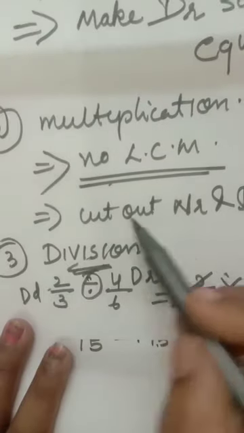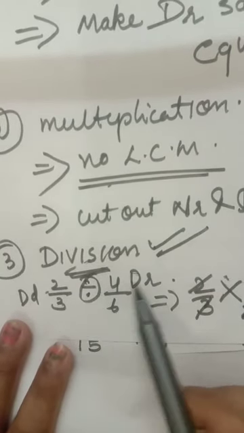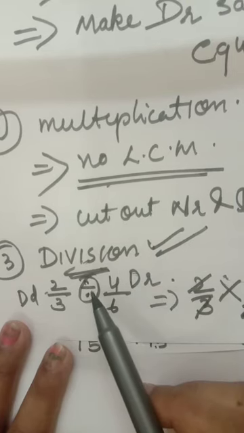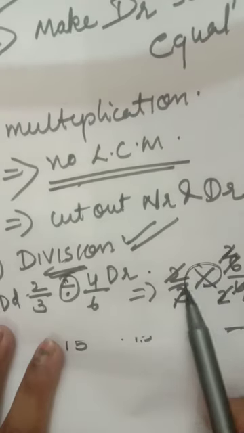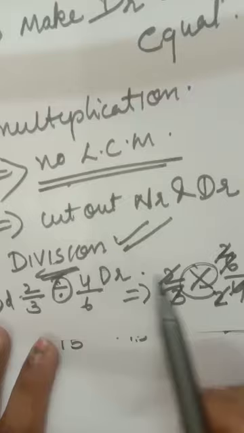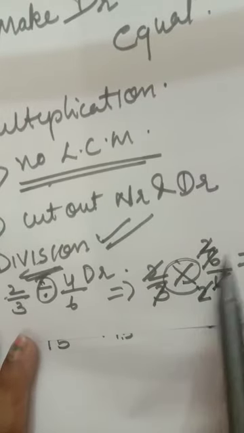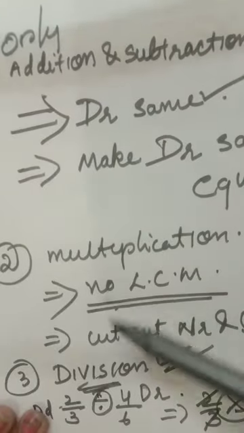How to do? Division time, what you have to do? The divisor, that is the second number. The division sign will convert to a multiplication sign, and the second number you take the reciprocal and cut out. I hope everybody understood the rules.